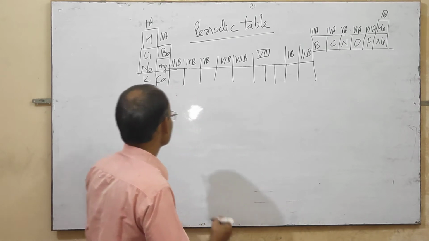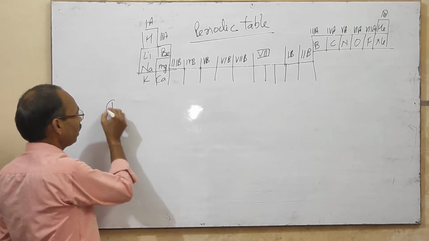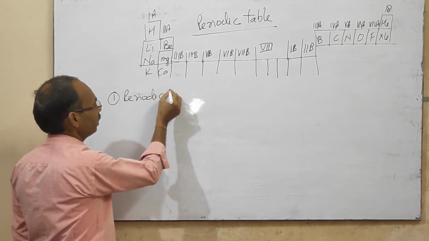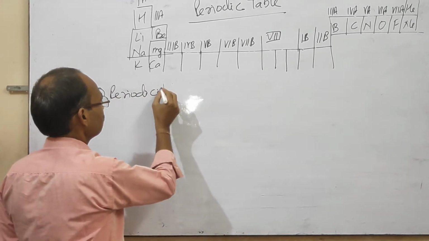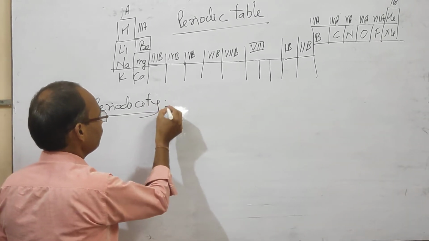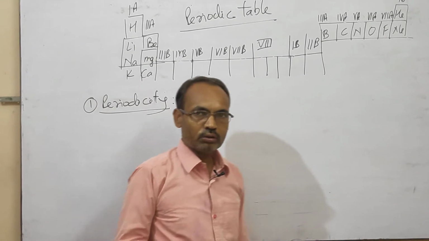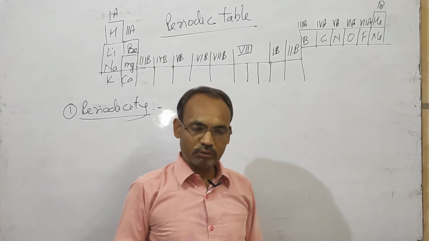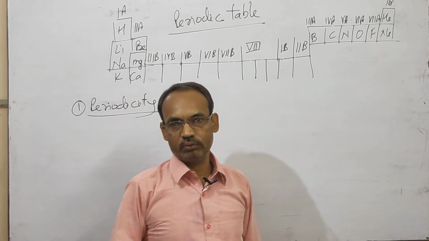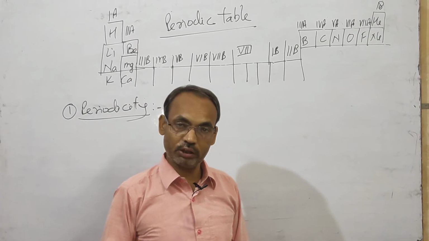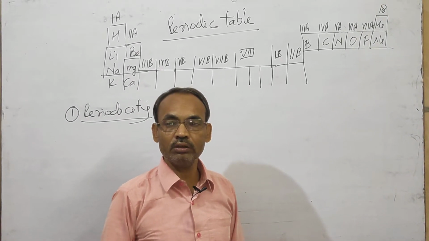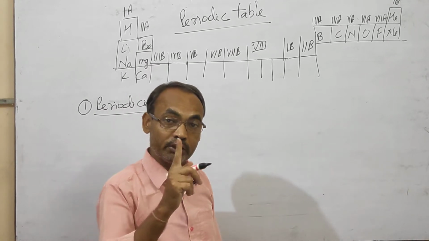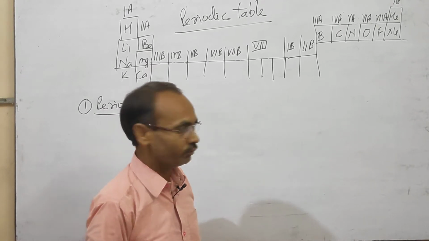Periodic properties. First of all, what is the reason of periodicity? You know that the valence electron present in the valence shell is the main reason of periodicity.